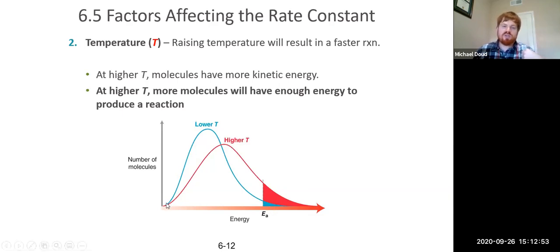If you increase the temperature, that changes the distribution. Now we've increased the kinetic energy, so we have more molecules that have a higher kinetic energy, and a greater proportion of those molecules then have sufficient kinetic energy to go over the activation energy. So if you increase the temperature, you're going to increase the rate of the reaction, which is something that you can see easily in lab all the time.